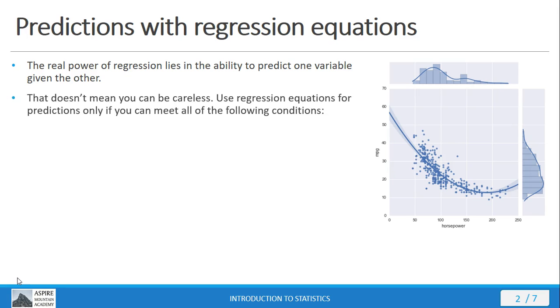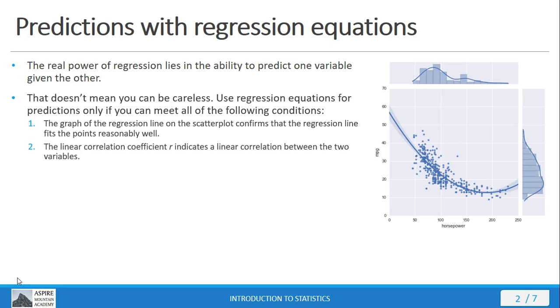Of course, that doesn't mean you can be careless. Regression equations should be used for predictions only under certain conditions. First of all, the graph of the regression line on the scatter plot needs to confirm that the regression line fits the points reasonably well.